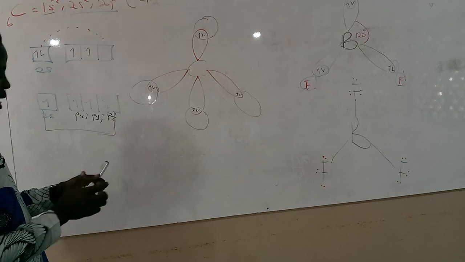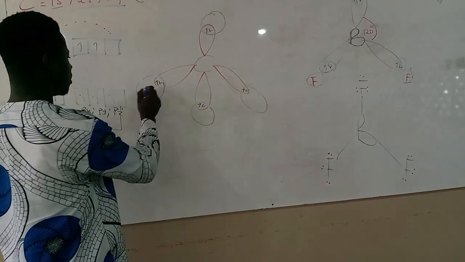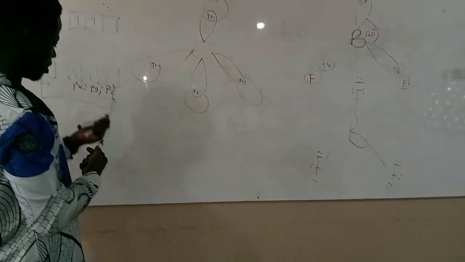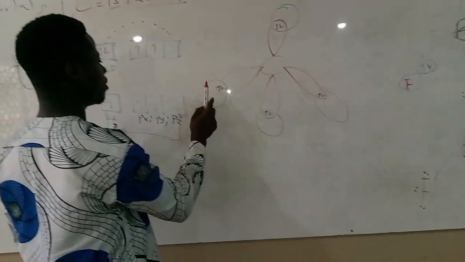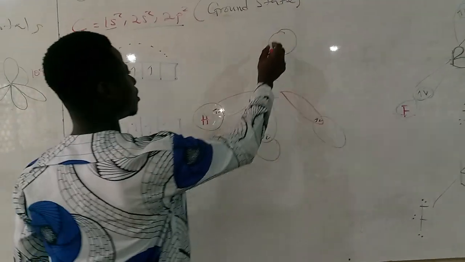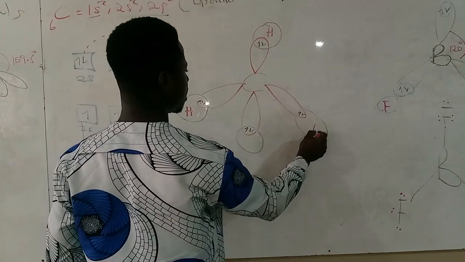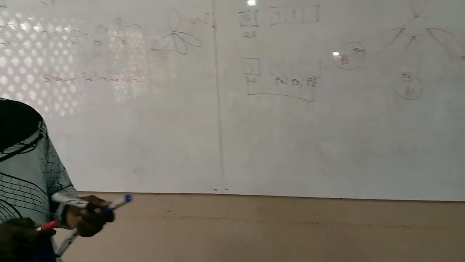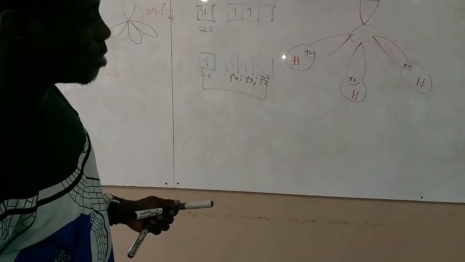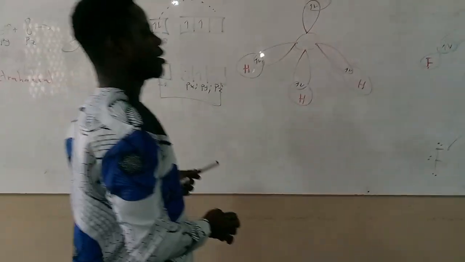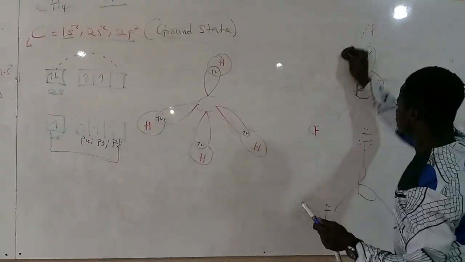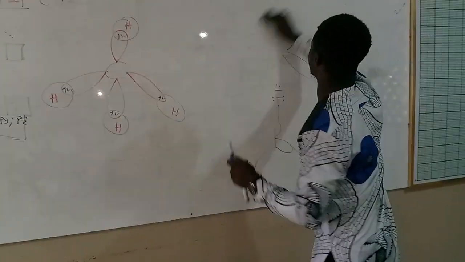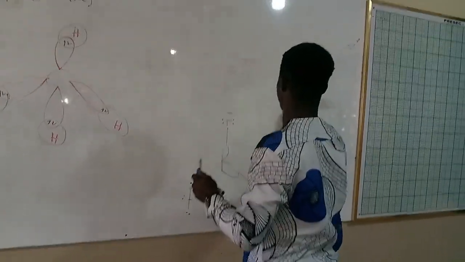So what we are seeing here are the hydrogens: this is hydrogen, another hydrogen, another hydrogen. This is the shape of methane. If you want to simplify it, just like we did for the others, I want to simplify this.